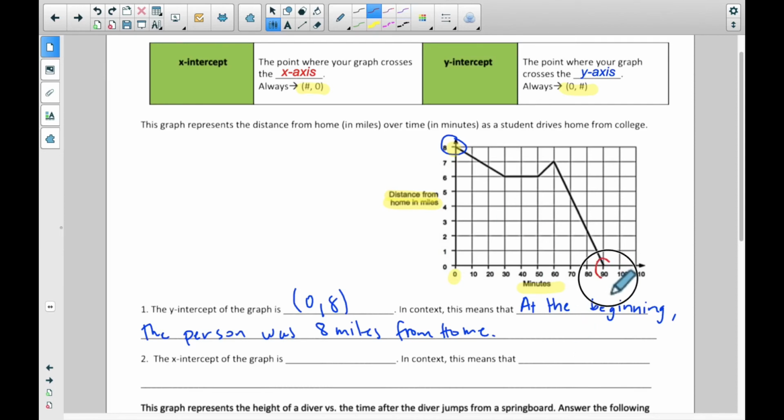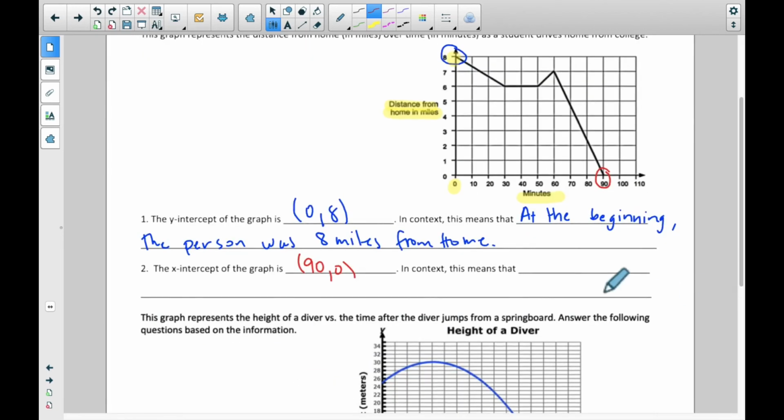The x-intercept is over here. The coordinates of that are (90, 0). And so this time, what does that mean? Well, it means that after 90 minutes, the person was 0 miles away from home.